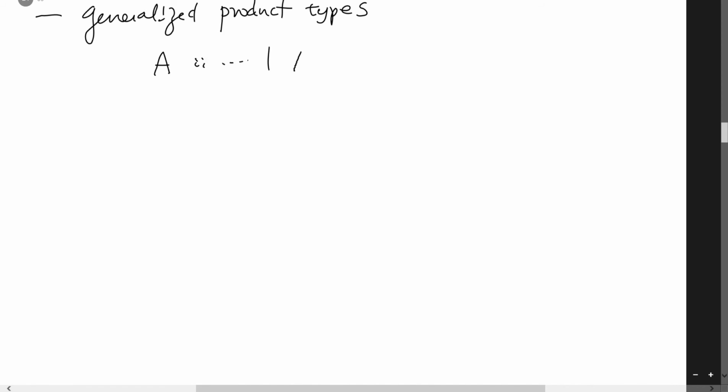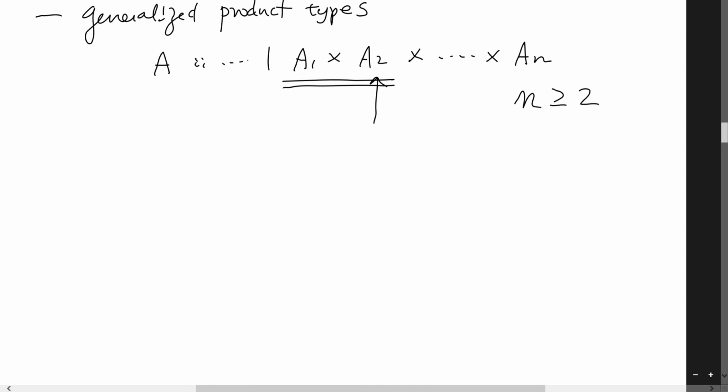Now, let's talk about generalized product types. The idea is that we have this product type, but there's no reason to stop at number 2. There's no reason to stop at product types dealing with only 2 components. We can easily generalize with multiple components, where the number of components n is going to be greater than or equal to 2.